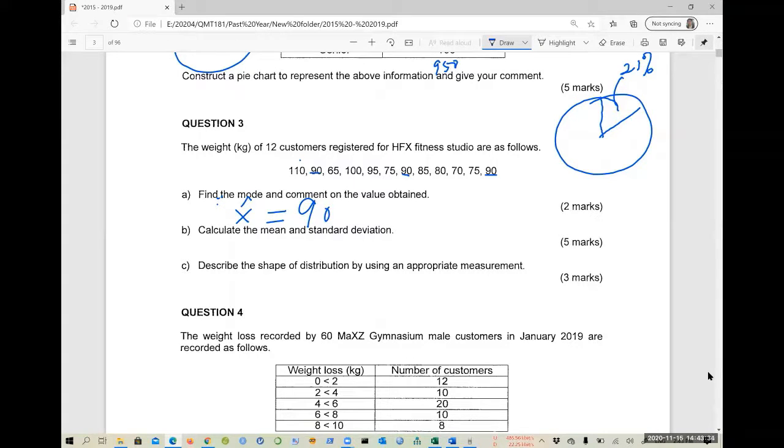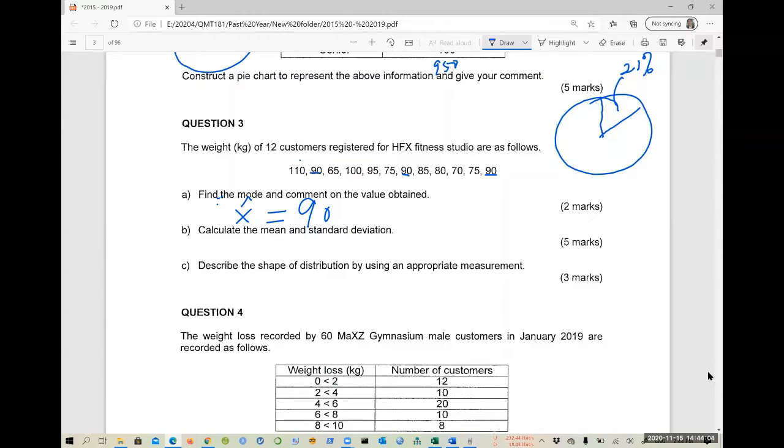Okay, and then comment on the value obtained. Remember, whenever you want to comment on the mode value, you must have the word most. So what you can say here is, most of the customers registered for HFX Fitness Studio have a weight of 90 kilograms. Okay, boleh katakan most of the customers with 90 kilograms. So that is the simple form.